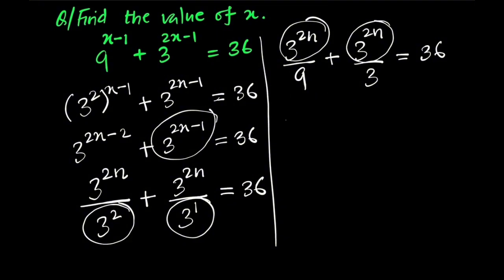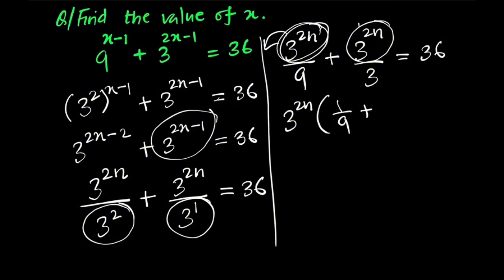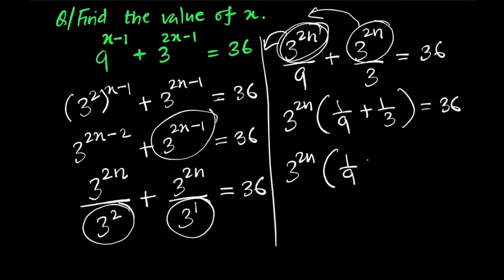What I want to do now is take 3 raised to 2x common out. When I take 3 raised to 2x out of this part, I will have 1 over 9, plus, when I take 3 raised to 2x common out from this part, I will have 1 over 3, which equals 36. Now I can add these two fractions by making a common denominator. 3 raised to 2x bracket 1 over 9 plus 1 over 3.